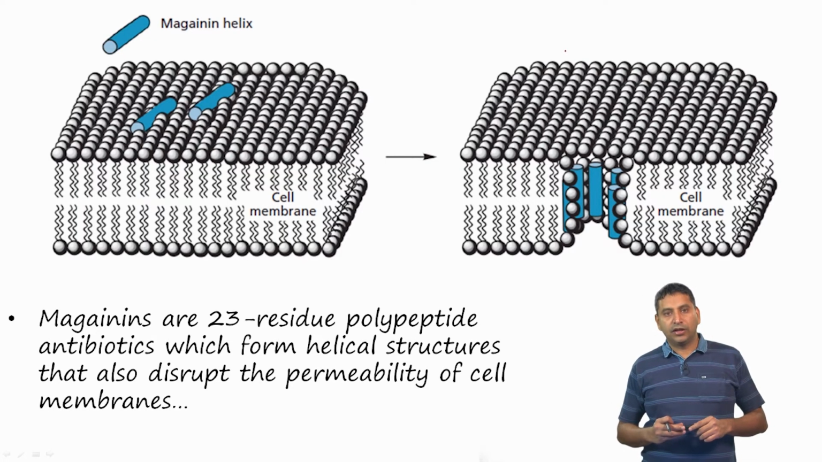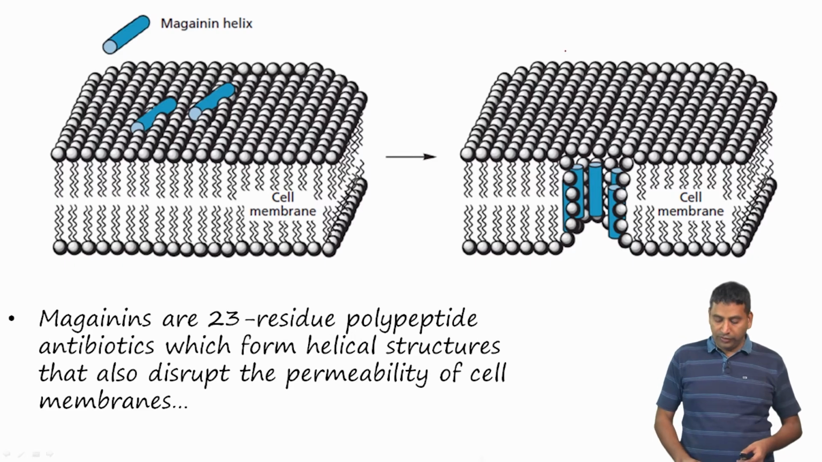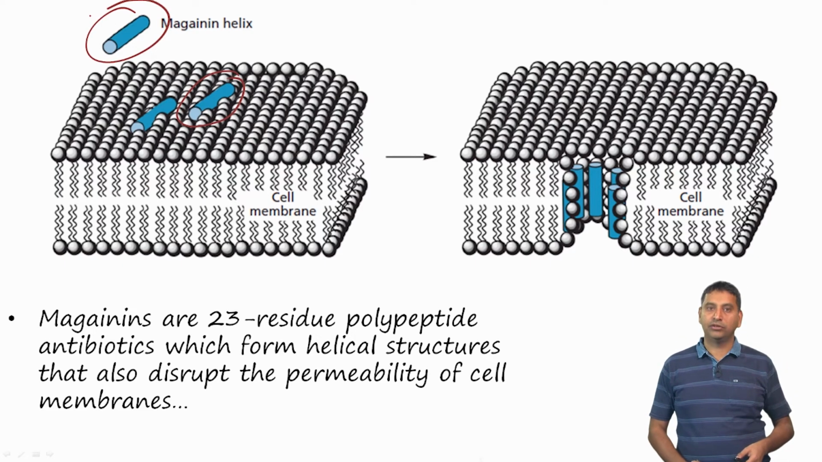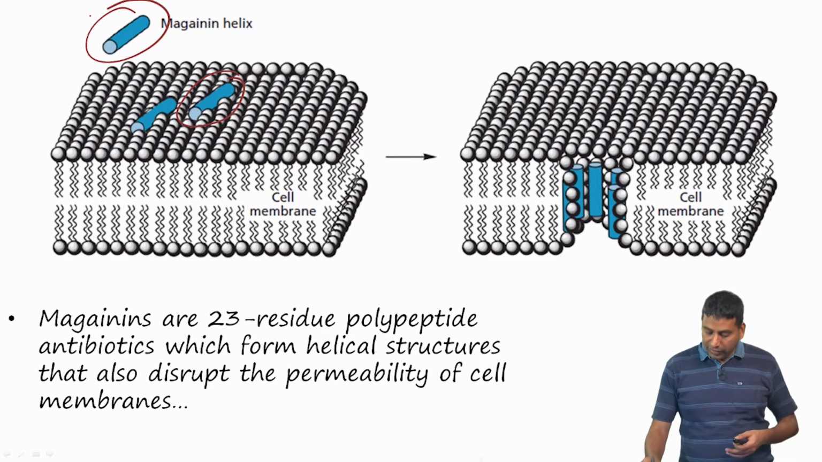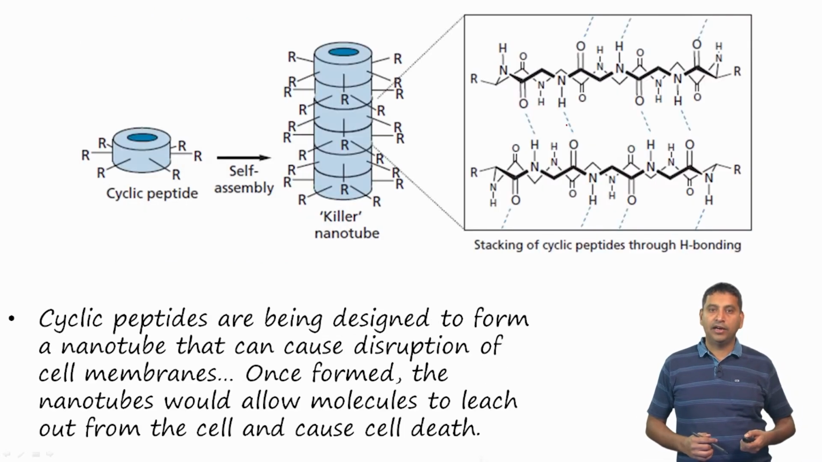There is another class of polypeptides called magainins, which again form a helix and contain 23 residues. These are antibiotics, and they form helical structures which disrupt the permeability of cell membranes. Here is an example of the cell membrane. This helix binds to the upper portion of the lipid membrane, and then it aligns itself through a process of self assembly and forms a pore.